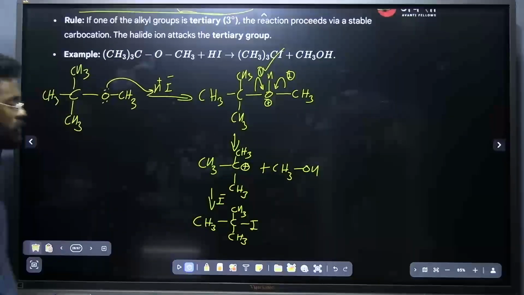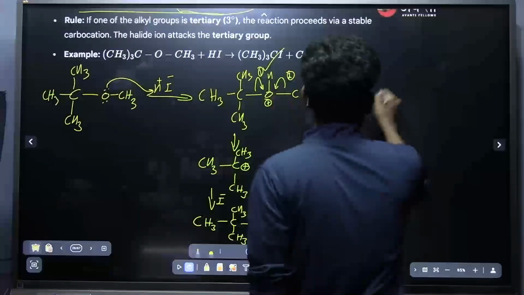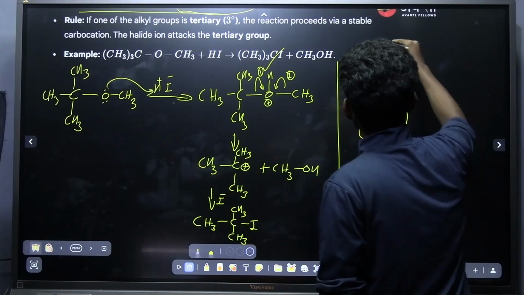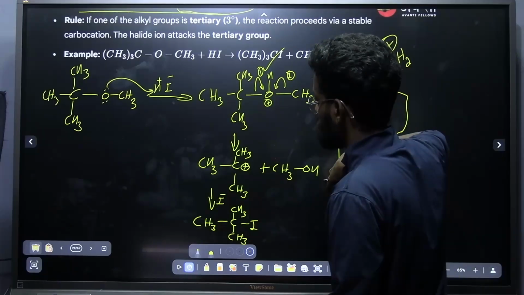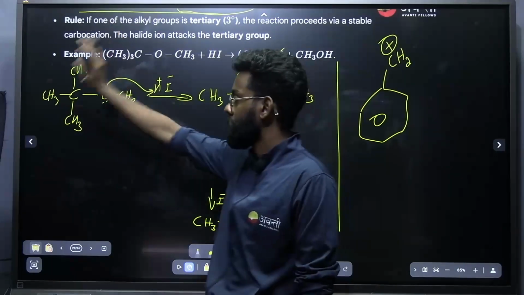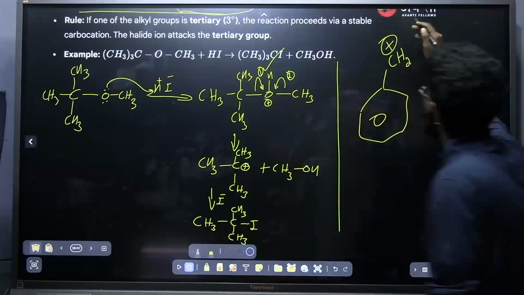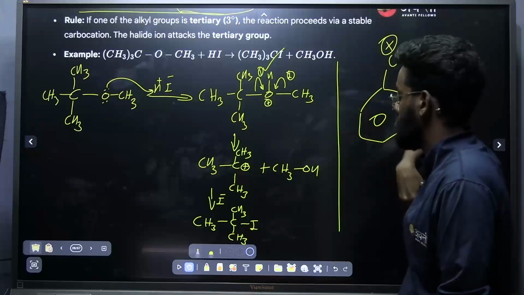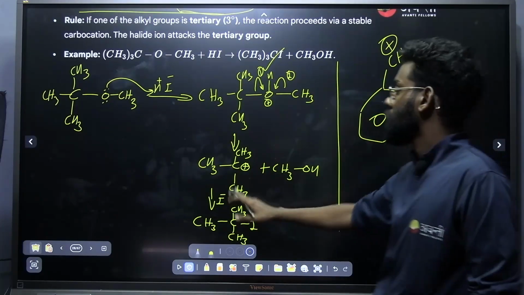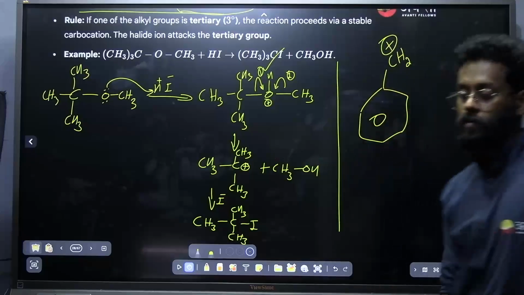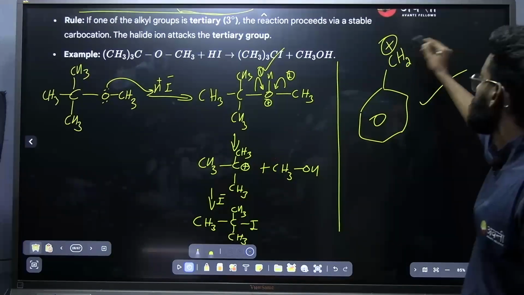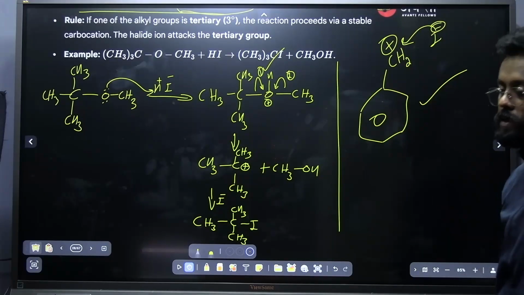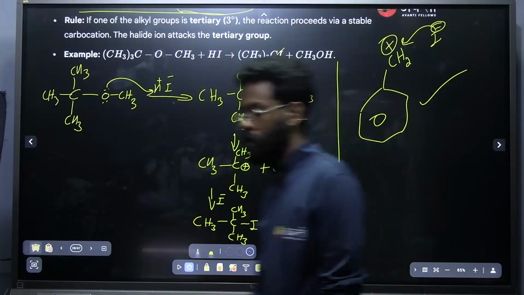Not only a tertiary carbocation, if you are getting an allylic or benzylic carbocation, then in that case also, if you have an alkyl halide which is primary allylic, secondary allylic or benzylic, you have to go by the SN1 mechanism, in which I minus will attack the more stable carbocation. In this case also the I minus attacks this benzylic carbon. Got it? Got it, everyone?